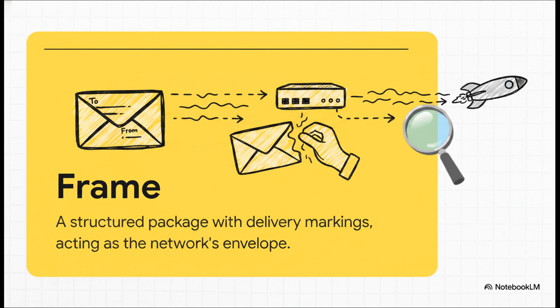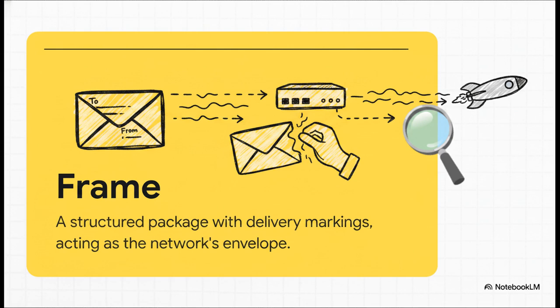Well, local networks use what we call a frame. A frame is essentially the network's version of an envelope. Before your computer sends any data whatsoever, it wraps that data in this highly structured package. It slaps a to address and a from address right on the outside. But here is the absolutely crucial rule to remember. This envelope is exclusively for local delivery.